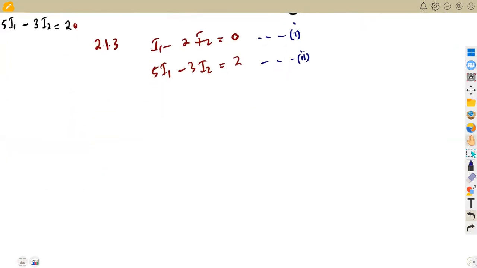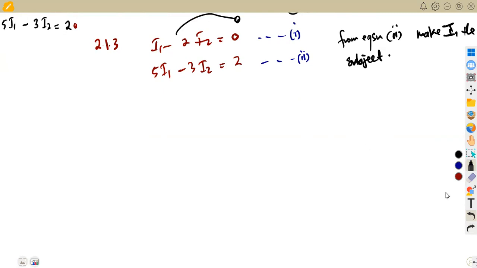We can make I1 the subject. As you can see, it's direct here. So from equation 1, we're going to make I1 the subject. If we are to make I1 the subject, that means we're going to transpose 2I2 to the other side. So that means I1 is going to be given as 2I2, which can be given now as our equation 3.